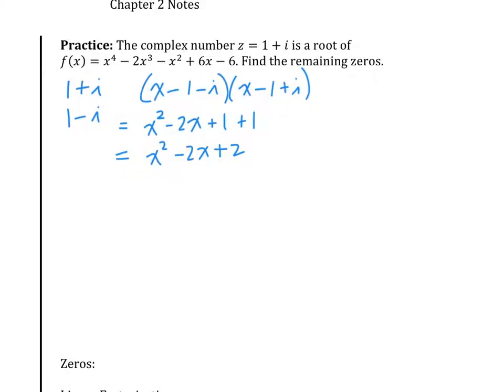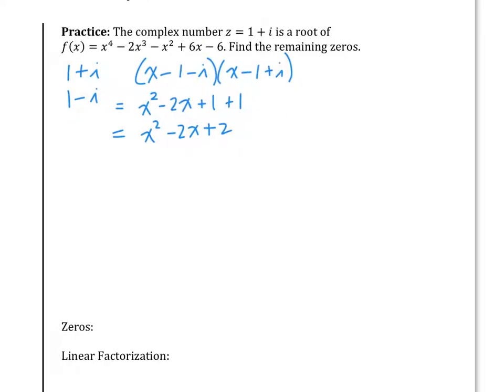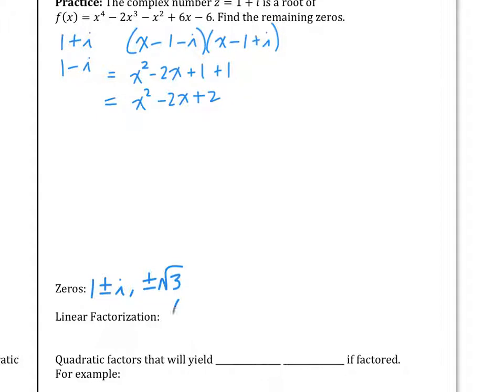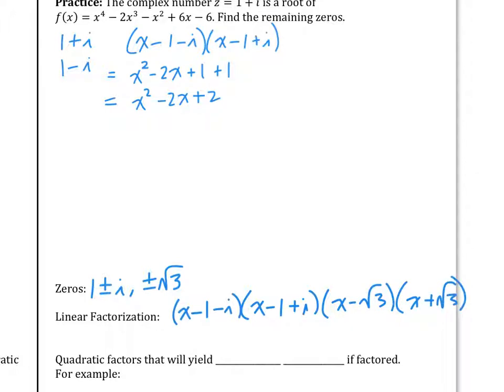Okay, so the roots, or the zeros, should be 1 plus or minus i. And once you do the long division, you're going to get a factor that's x squared minus 3. So then you have plus or minus square root 3. The linear factorization is x minus 1 minus i times x minus 1 plus i times x minus square root 3 times x plus square root 3. Good?